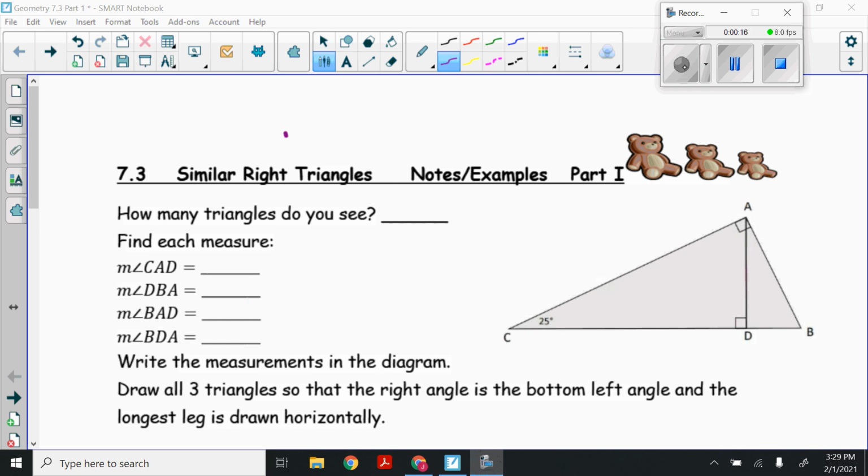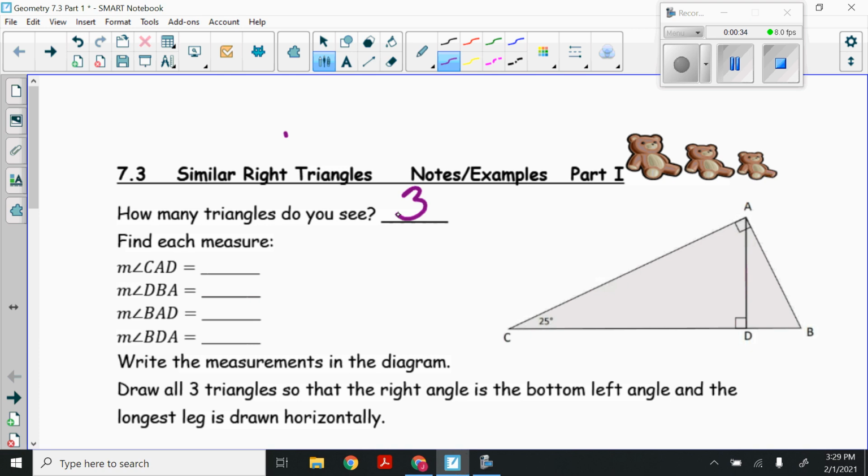And it says, first off, how many triangles do you see? Hopefully you see 3 triangles, the great big one, and then we have this line AD that has created 2 more. So hopefully you see 3 triangles. Okay. So now in those 3 triangles, we want to find each measure.